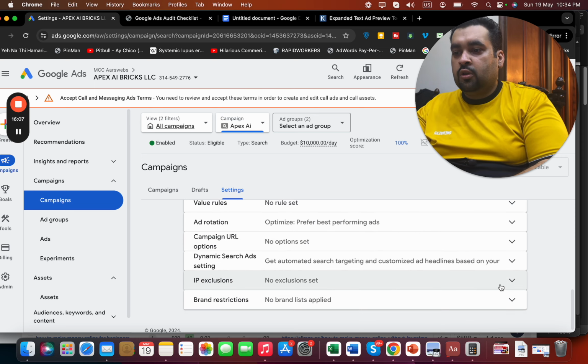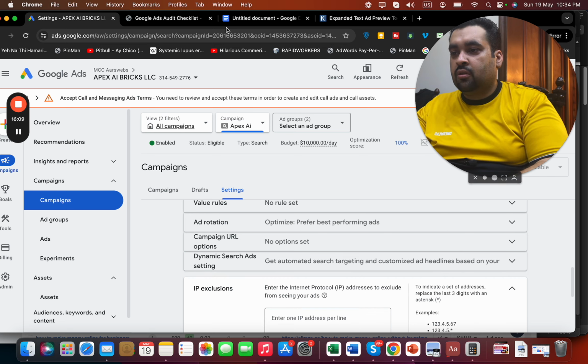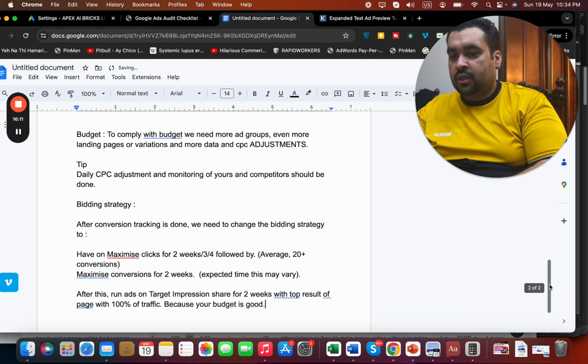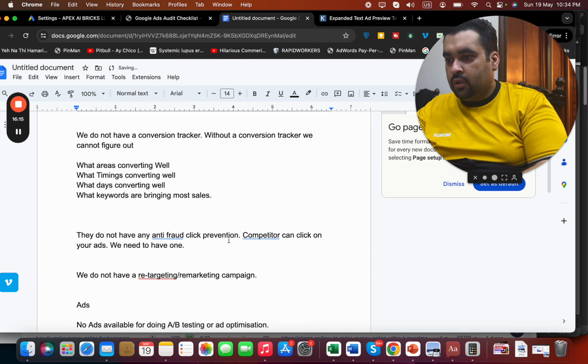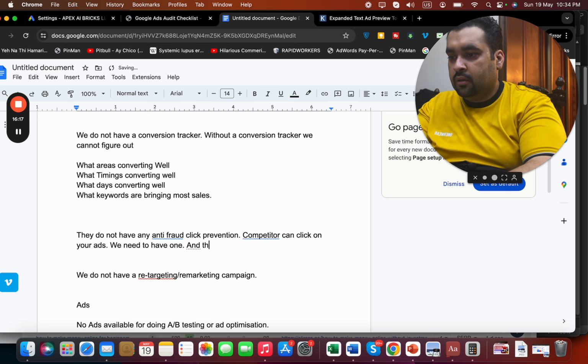Okay, you can add IP exclusions based on the anti-fraud click protection over here, as I told you, and then we can block list IPs later on.